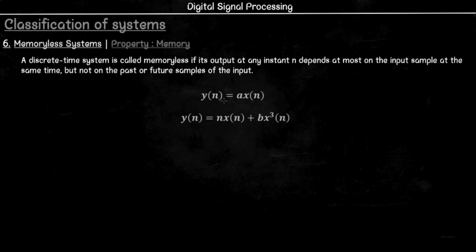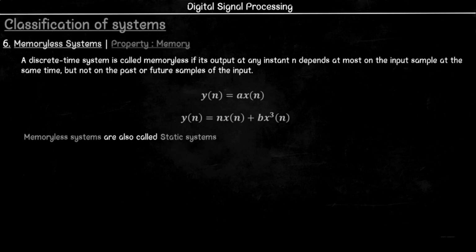If you see both these systems, there is no need to store any past inputs or outputs in order to compute the present output. That is, no memory of the past inputs or outputs is required. Therefore, memoryless systems cannot include any delay elements. Now, another term for a memoryless system is static system.